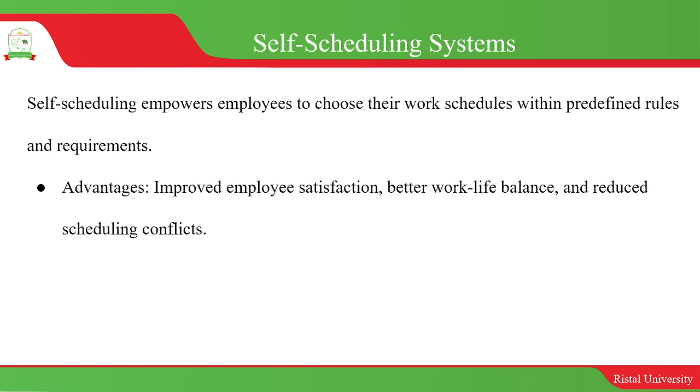Self-scheduling systems. Self-scheduling empowers employees to choose their work schedules within predefined rules and requirements. Okay, somebody just chooses when he feels he's able to work voluntarily, and then the system allows for that. The advantage is there is improved employee satisfaction, better work-life balance, and reduced scheduling conflicts. Well, we know that all of these scheduling systems have their own disadvantages. Okay, but here we are trying to see the advantage of self-scheduling.